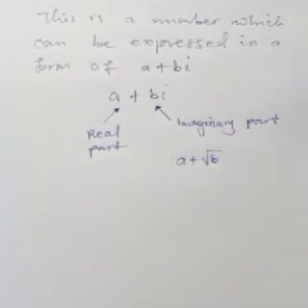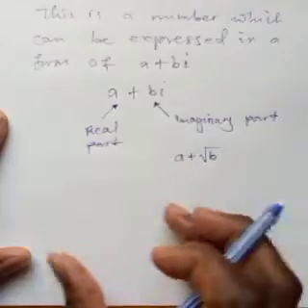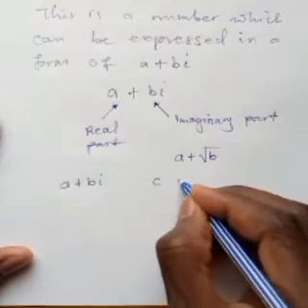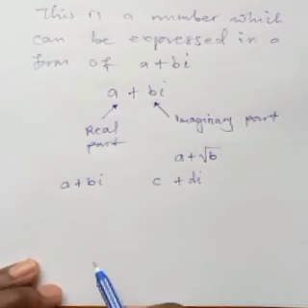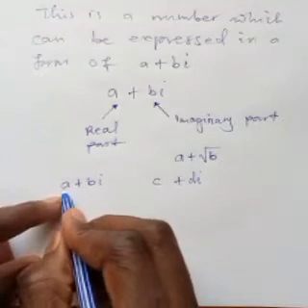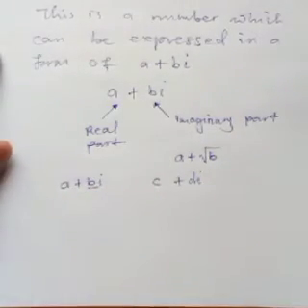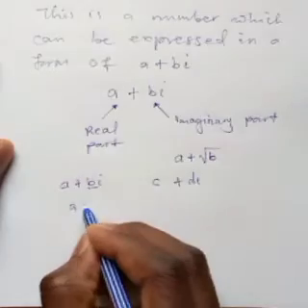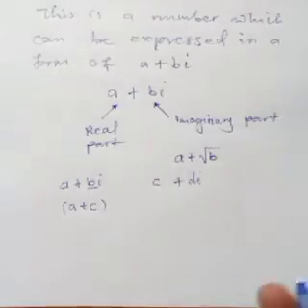Now, how do you add complex numbers? Suppose we have been given two complex numbers. If you have something like a plus bi, and the other one is c plus di. For you to add these complex numbers, the real part must be added to the real part, and the imaginary part has to be added to the imaginary part. So if you add this and that, we are going to get a plus c. You can put this inside the brackets to separate it from the imaginary part.